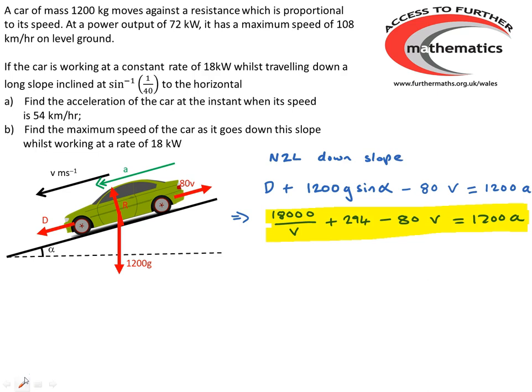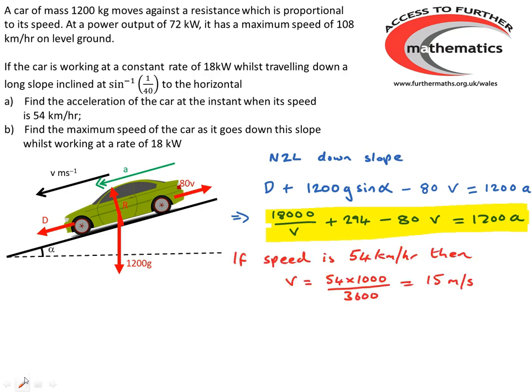Looking at part A to begin with, we've got a speed of 54 kilometers per hour. So 54 kilometers per hour is the same thing as 54 times 1,000, which is 54,000 meters in 3,600 seconds. So that is a speed of 15 meters per second. So the equation becomes 1200 plus 294 minus 1200 equals 1200a. So a is simply 294 divided by 1200, which is 0.245 meters per second squared.